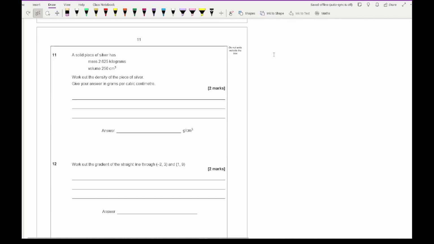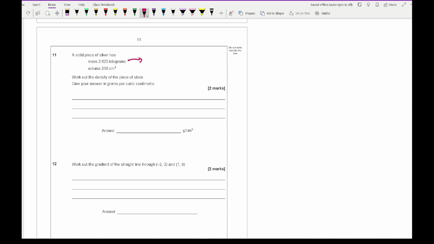With question 11, it says that a solid piece of silver has a mass of 2.625 kilograms and a volume of 250 centimeter cubed. It says work out the density of silver. Give your answer in grams per cubic centimeter. Now for this, what we need to do first is we notice that our mass is in kilograms, so we need to convert this into grams first.